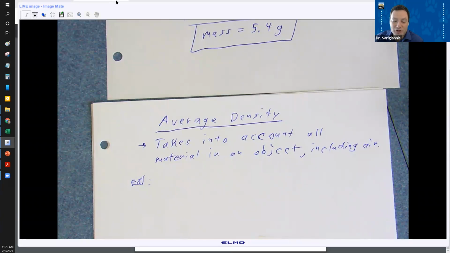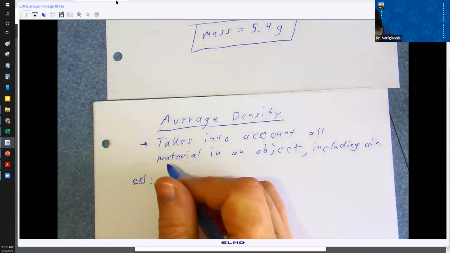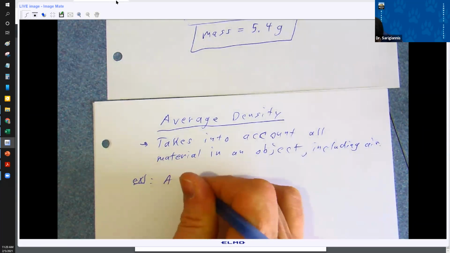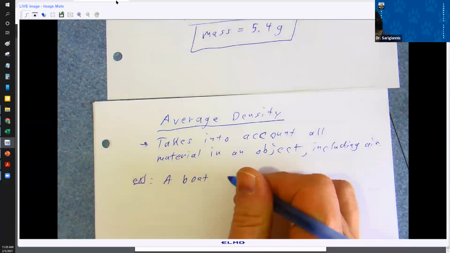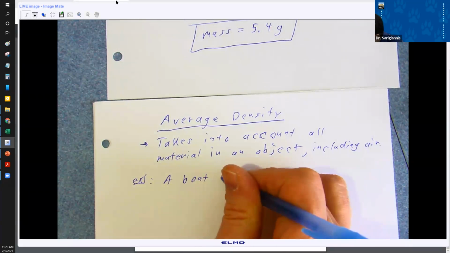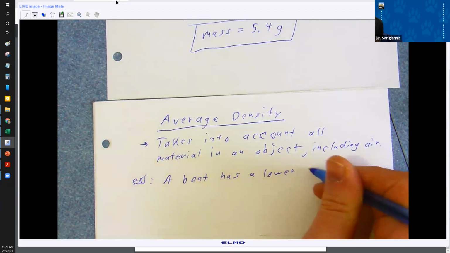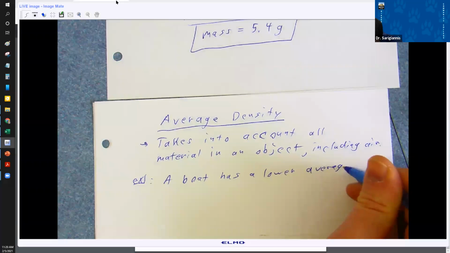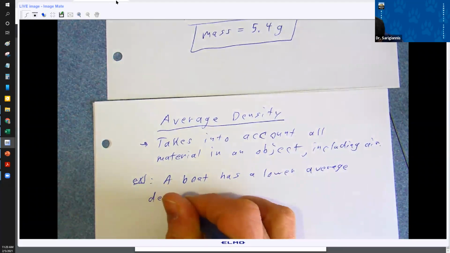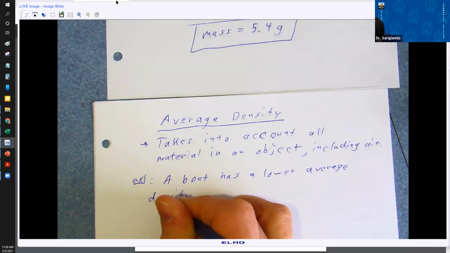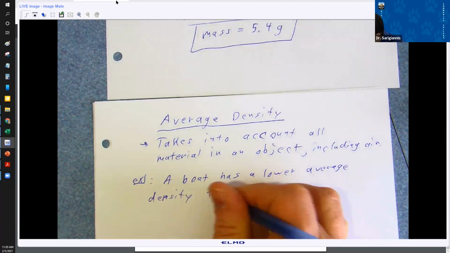And what are you doing? You're pushing together the snowflakes, and you're basically pushing out the air, right? So you've got a smaller volume that only contains snow. I mean, you're going to still have some air in there. But another example here is a boat. A boat has a lower average density than water.